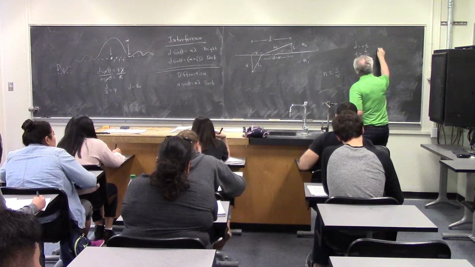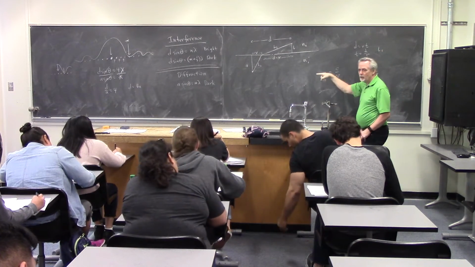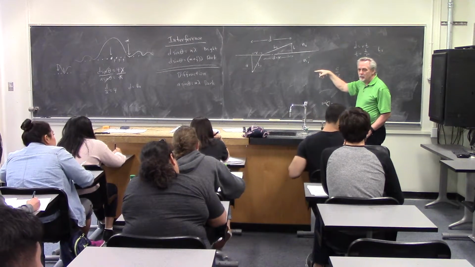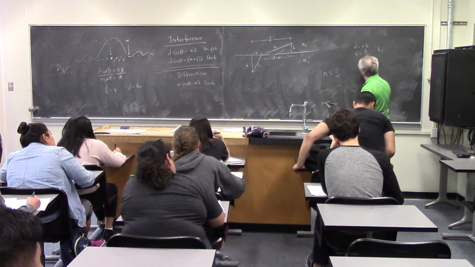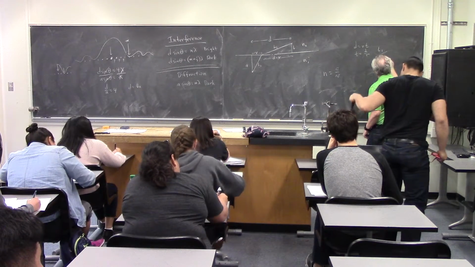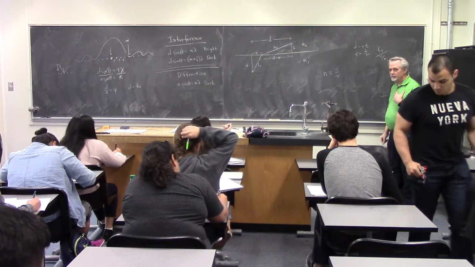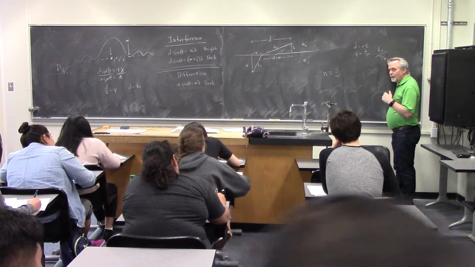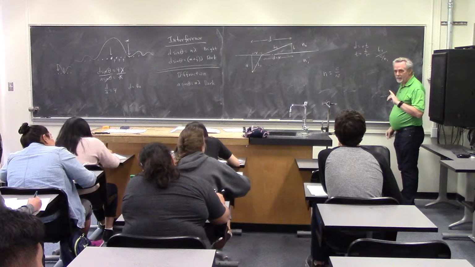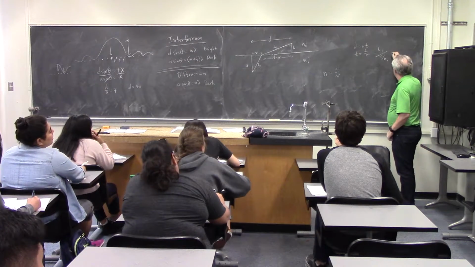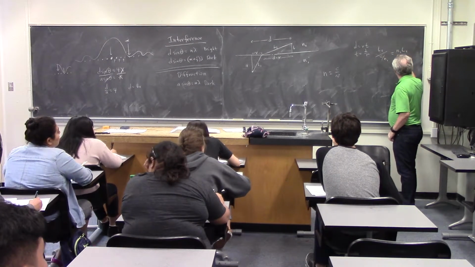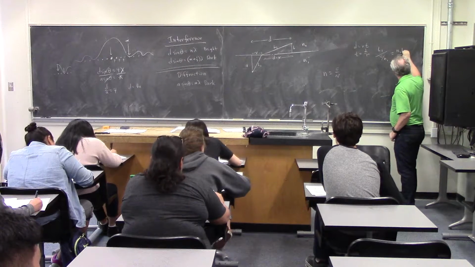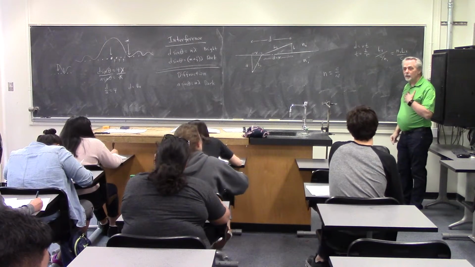How far is it going to travel to go from here to here? L1. How fast is it going? C over N1. Anybody have any questions about that? It's the length over the speed. Now when you divide by a fraction, that's the same thing as inverting and multiplying, so it's N1 L1 over C. You make my L's look less like C's. All right, are we good with that?